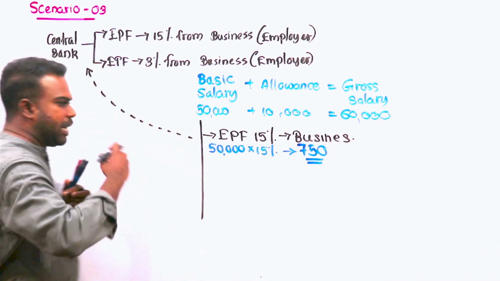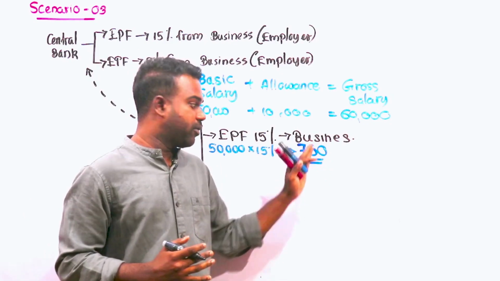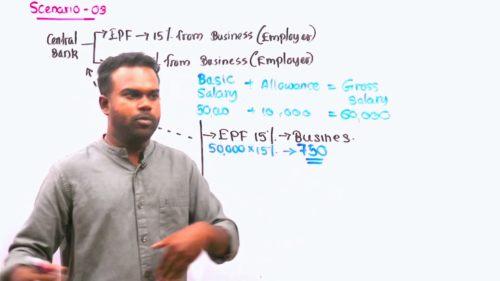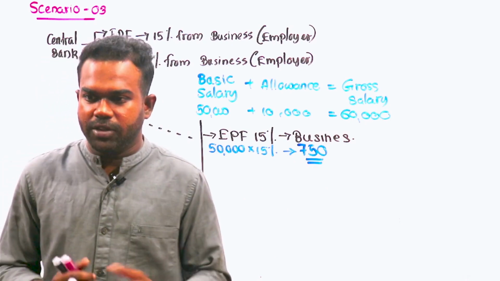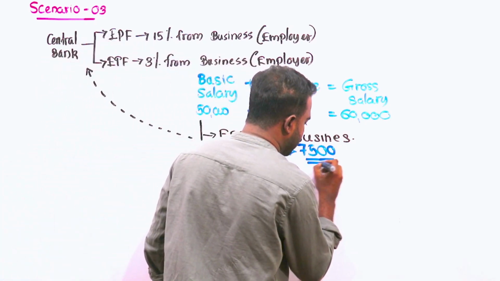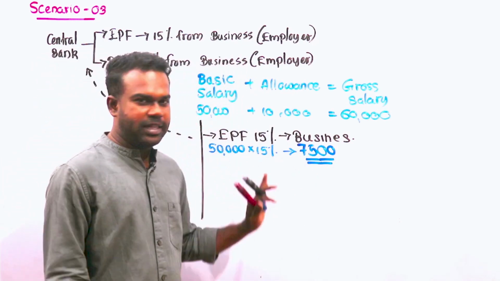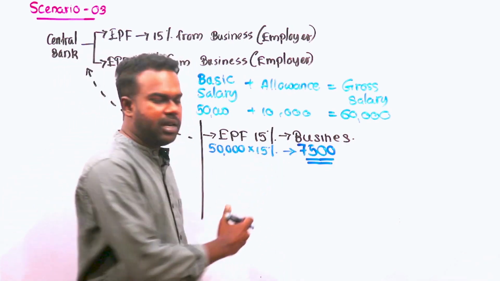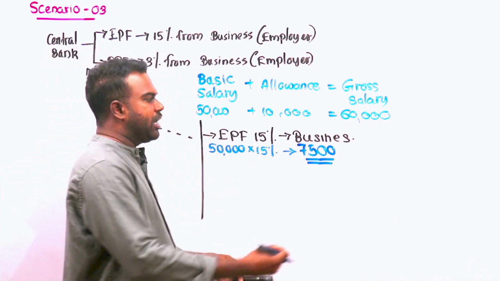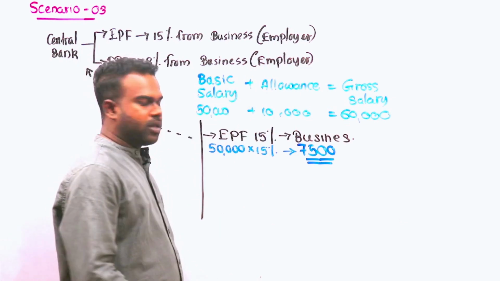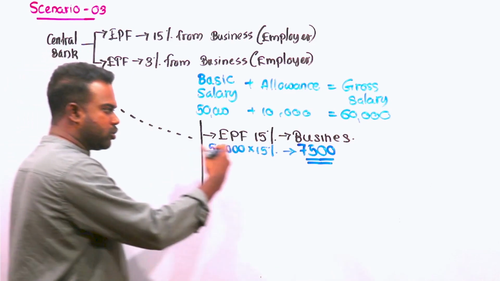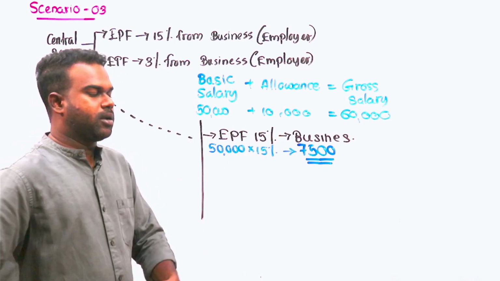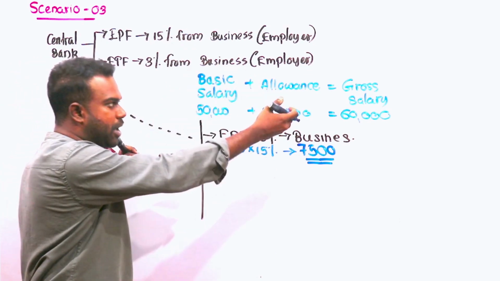The business is able to use this 7,500 for any purpose. For example, they can purchase a photocopy machine, or they can have a party at the business. Whenever they get the amount, the business is able to use the 7,500 for any purposes, business activities. But they have to provide this to the government, to that fund, on behalf of the employee.